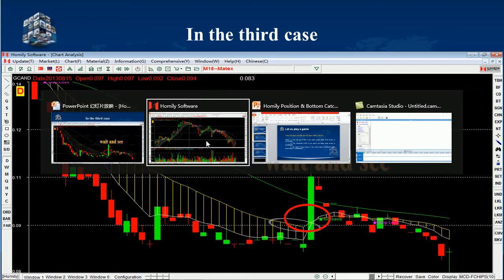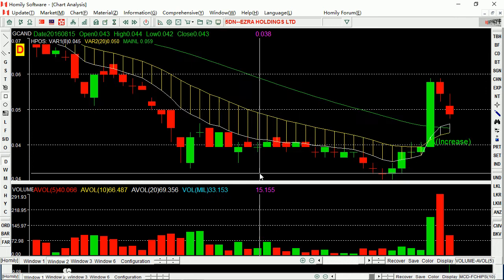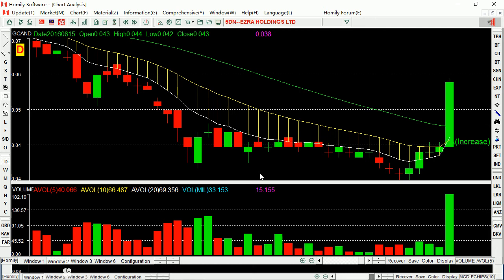Let's see some stocks. Okay, then we can see this one, Israel. The increase signal appears, can we buy or not? So we can see here, is the green line down or flat? Okay. It's still down, right? Okay, then it's still down. We'd better wait another day.